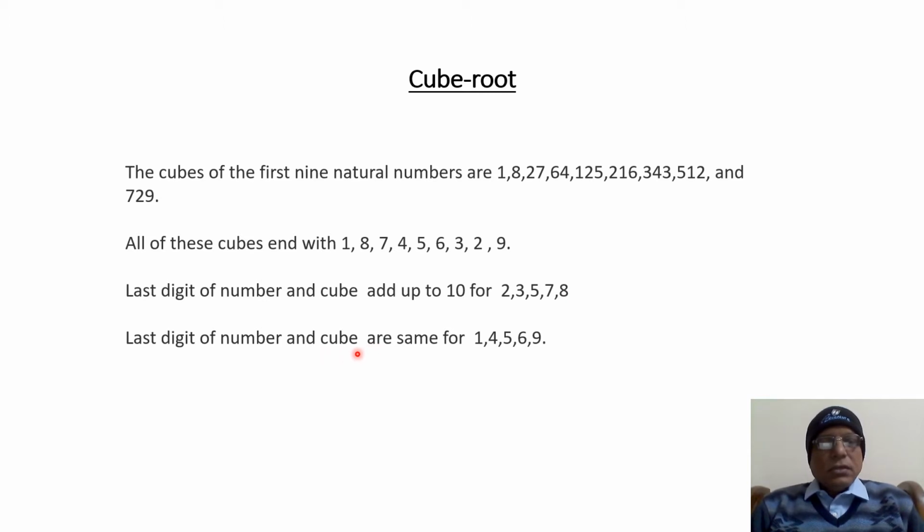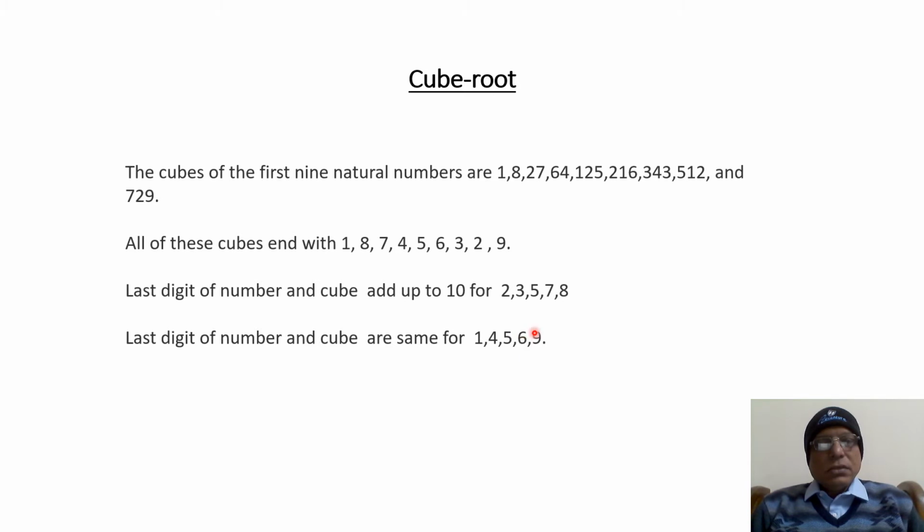And the last digit of the number and its cube are the same for 1, 4, 5, 6 and 9. For 1 the cube is 1, so the last digit of the number and cube are the same. The cube of 4 is 64, so the last digit here is 4, so the last digit is the same. The cube of 5 is 125 and the last digit here is 5 and this is also 5.